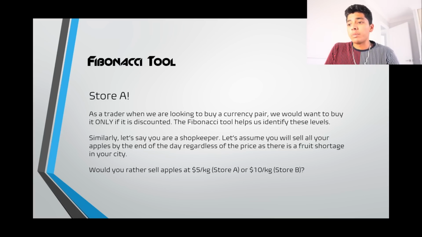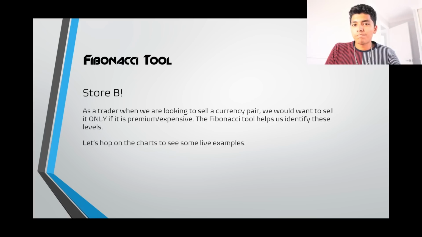Similarly, let's say you're a shopkeeper and you're selling your apples, all right? Let's assume you will sell all your apples by the end of the day, regardless of the price, as there is a fruit shortage in your city. Would you rather sell apples at $5 a kilo, which is store A, or would you rather sell at $10 a kilo, which is store B? As a seller, what would you rather go for? What do you reckon? Answer: store B. Pretty obvious, right? I mean, as a trader, when we're looking to sell a currency pair, we want to be selling something only if it is premium or expensive. The Fibonacci tool, again, helps us identify these levels.